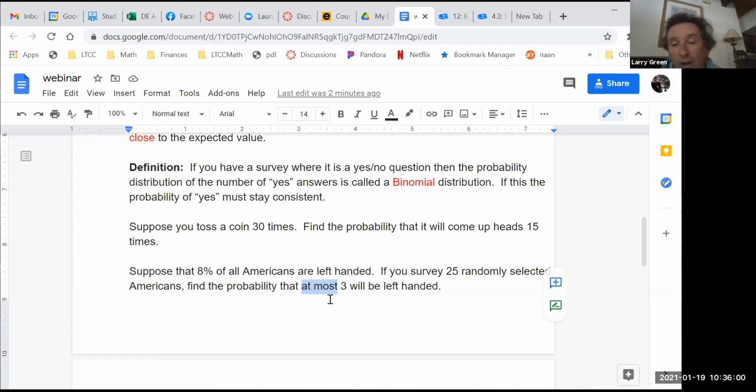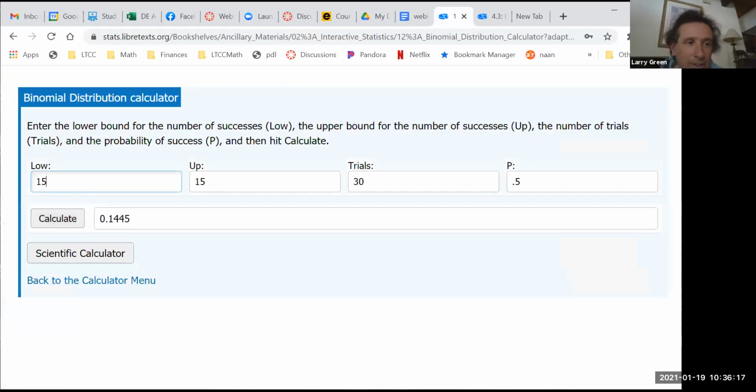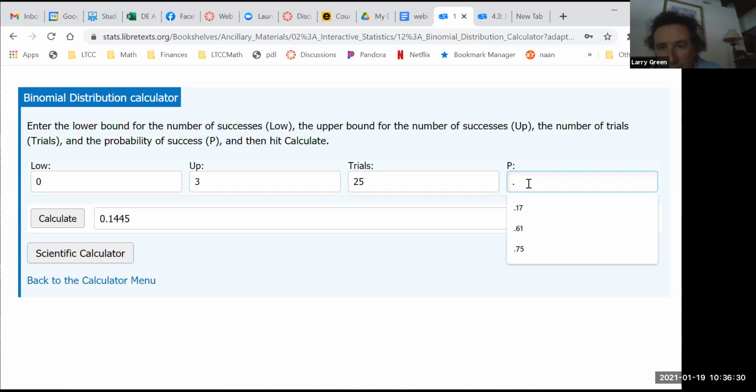I can't do all the examples, but I can do some of them. So let me write these down. We have 25, 0.08, and 0 to 3. And we just get a calculator and the rest is easy. Once you've decided what to do, 0 is the low, 3 is the up. The number of trials was 25, and the probability was 0.08.